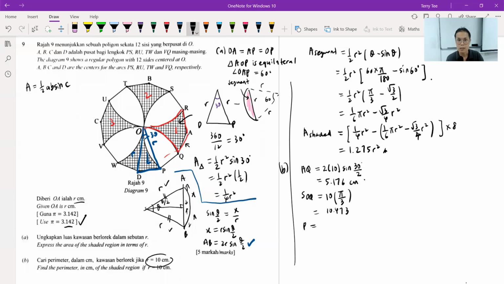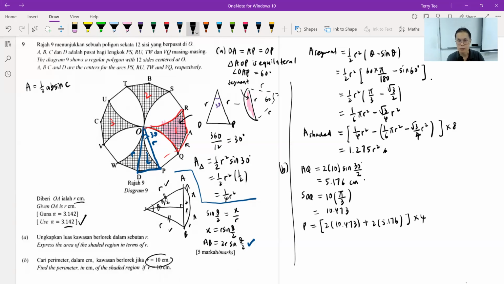Let us count this part first, one of these. It consists of two arcs, so 2 times 10.473, and 2 chords, 2 AQ. AQ is 5.176. So this represents one region like this. But the question is how many regions do I have? I got 4 of them: 1, 2, 3, 4. As you can see, just multiply by 4.